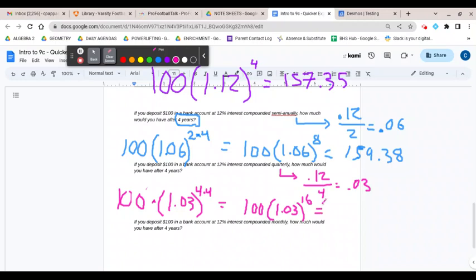Okay, because the interest is being compounded quarterly, we're compounding it 4 times per year. So after 4 years, you're getting your 3% interest 16 times. So 100 times 1.03 to the 16th power, now we're going to have $160.47.